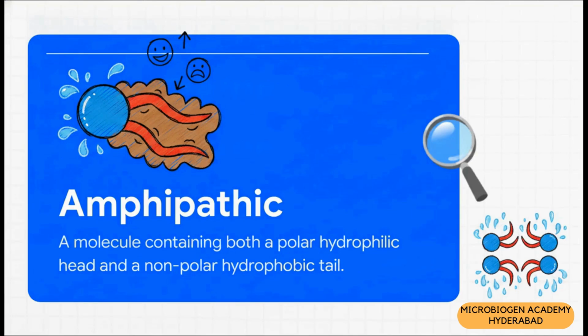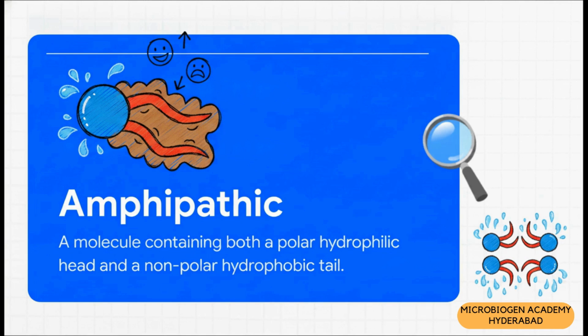Now, to understand exactly why phospholipids are so foundational, we have to talk about one absolutely vital word: amphipathic. An amphipathic molecule basically has a dual personality. It has a polar hydrophilic, or water-loving, head, and a non-polar hydrophobic, or water-fearing, tail. Because the environment, both inside and outside the cell, is aqueous, watery, this dual personality forces the lipids to assemble in a very specific way.